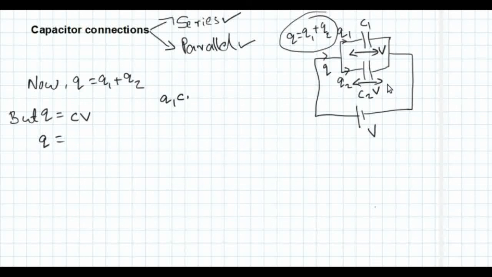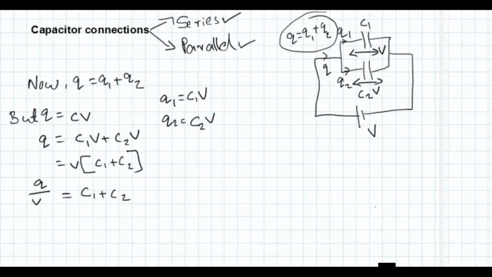Q1 is equal to C1 into V, because C1 is the capacitance and V is the potential connected to C1, and Q2 is equal to C2 into V. Therefore, we can see that Q is equal to C1 V plus C2 V, and V is a common factor. Therefore, V into C1 plus C2, and this you are taking to the left hand side. So it is Q by V. Q by V is equal to C1 plus C2.